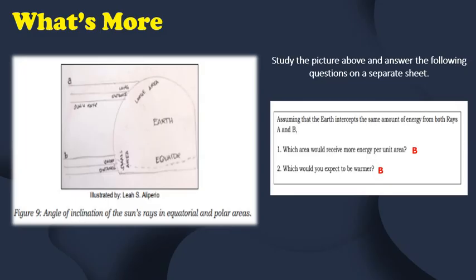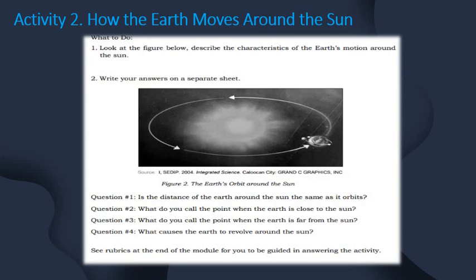So, study the picture above and answer the following questions on a separate sheet of paper. Assuming that the Earth intercepts the same amount of energy from both rays A and B, which would receive more energy per unit area? That is B. And which would you expect to be warmer? Same, letter B. How the Earth moves around the sun.